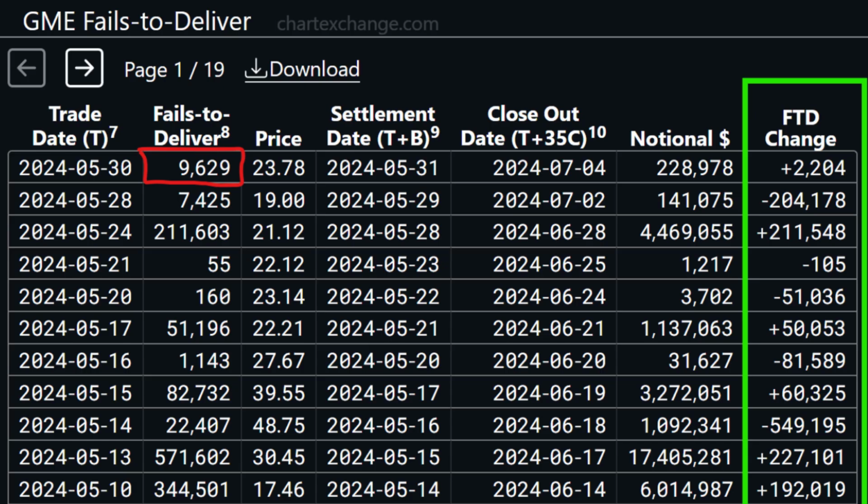The second and maybe more important change that they made today is taking that far right-hand column called FTD Change and moving it all the way over to the left. I'm going to show you what that looks like.